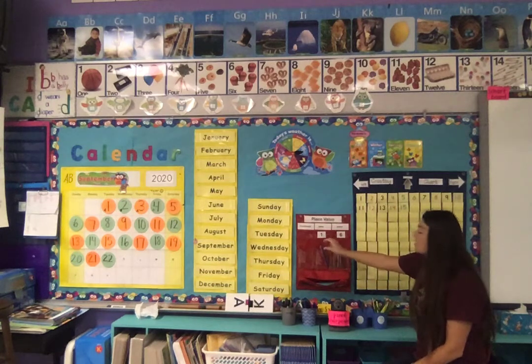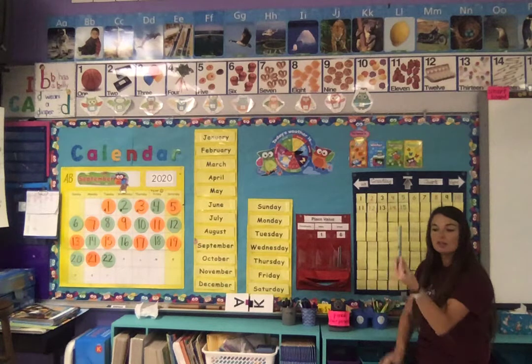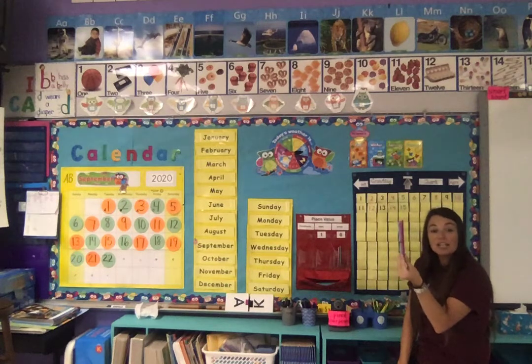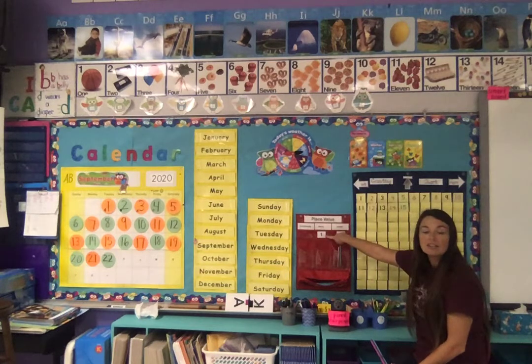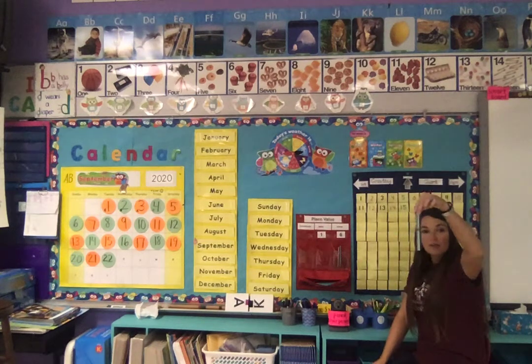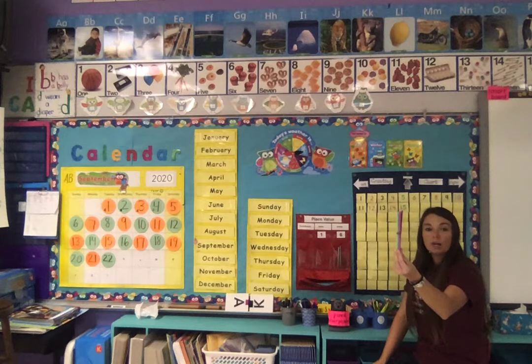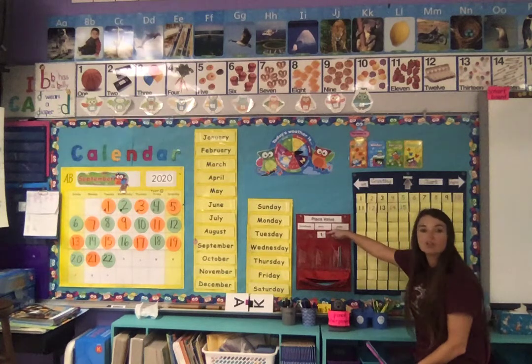Then I'm going over to the tens place. I'm getting those straws out. In the tens place, we put our straws into groups of 10. So the number that's here in the tens place, right here, this card tells us how many groups of 10 we have. So right now we only have 1 group of 10. So there's a 1 there to show us 1 group of 10, okay?